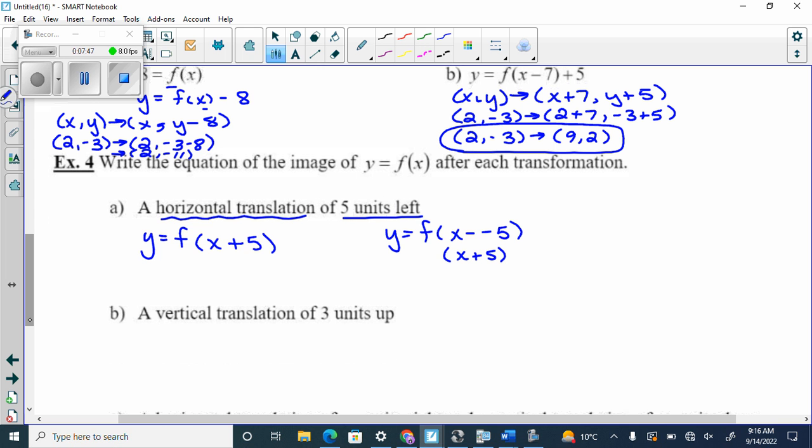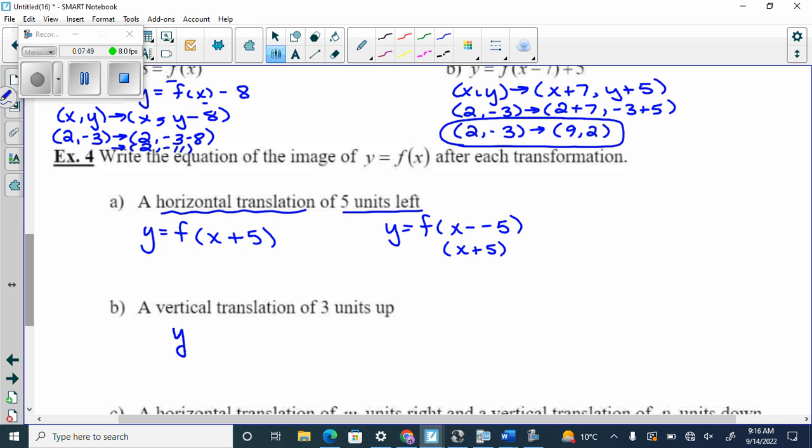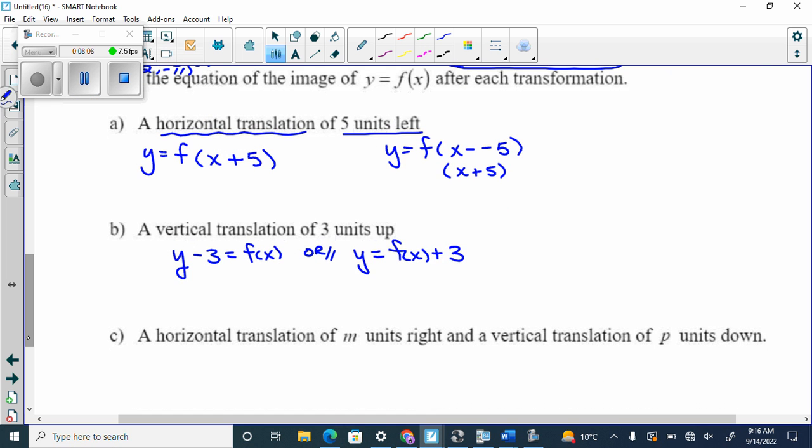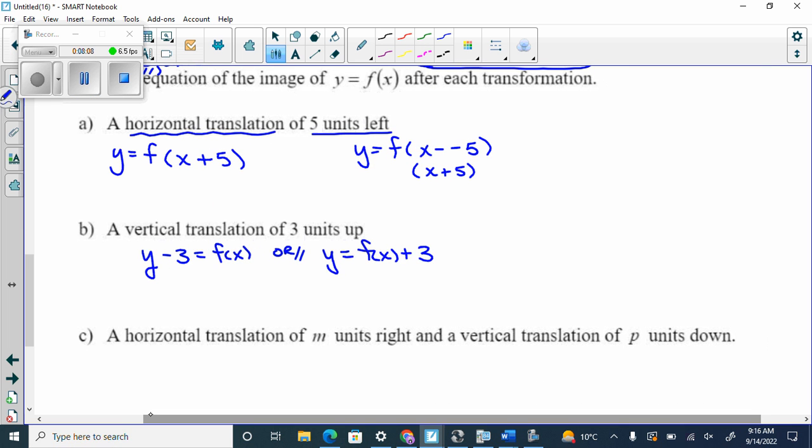Now, vertical translation 3 units up. We could go y minus 3 equals f of x. You can put it on this side. Or you can go y equals f of x plus 3. It doesn't really matter. They're the same equation. So had you written either, I'd have to give you marks. And then a horizontal translation, m units right. We're going to get y equals f of x minus m because it's moving to the right. It's x minus a positive m. And then a vertical translation p down, so minus p. Now we're going to flip over.